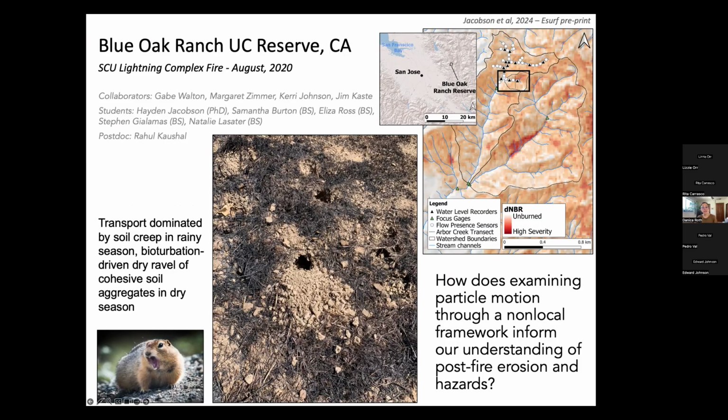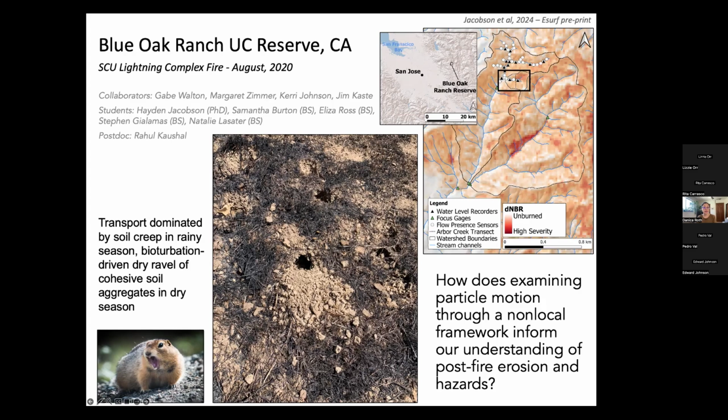So we have studied these connections at the Blue Oak Ranch Reserve, which is one of the University of California's natural reserves in coastal California. This area burned in the Santa Clara Unit Lightning Complex fire in August of 2020. It's located just east of San Jose, south of the San Francisco Bay, in the Diablo Range.